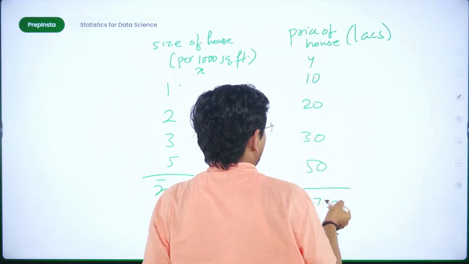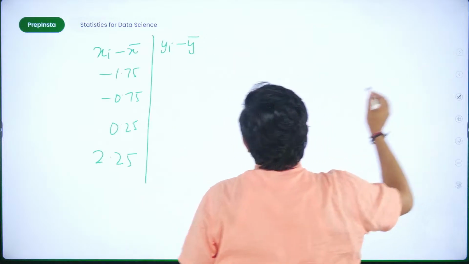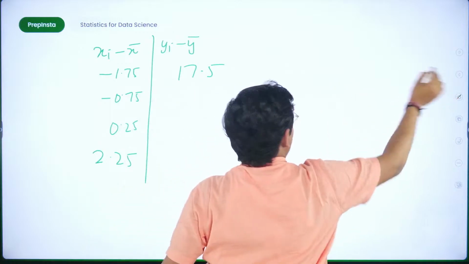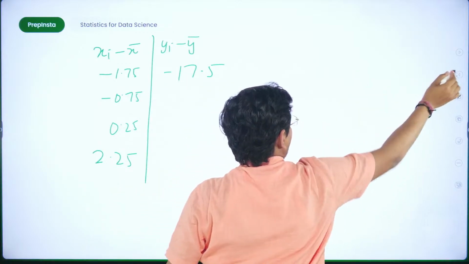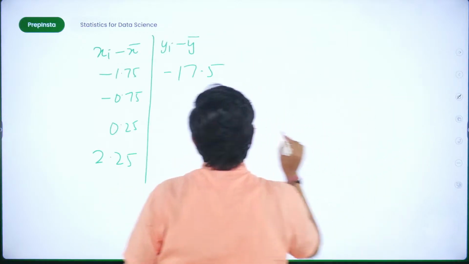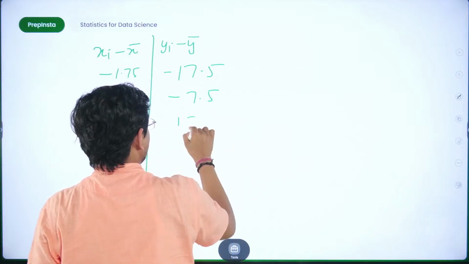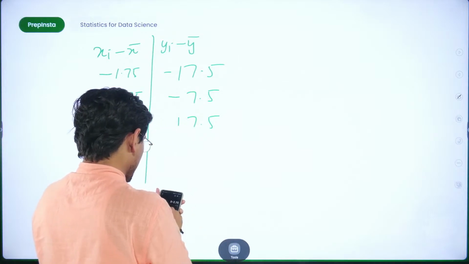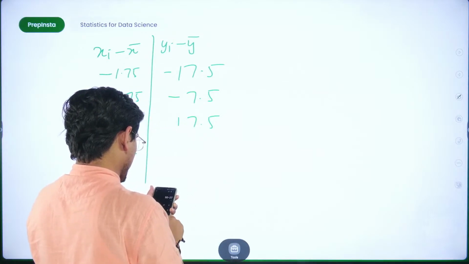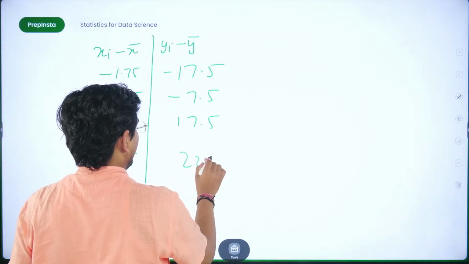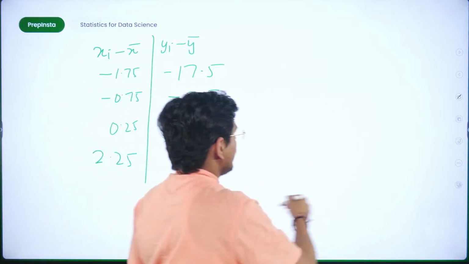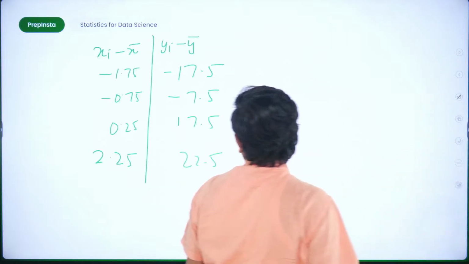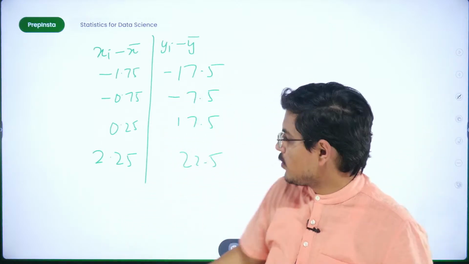Now, subtracting this 27.5 from every input, 17.5 minus 17.5 rather, then 20 minus 27.5 is minus 7.5, then proper 17.5 in positive sense, and then having 50 minus 27.5 gives me 22.5. Fine. So that is what we are generally getting here. Fine. That's not a bad distribution to see.